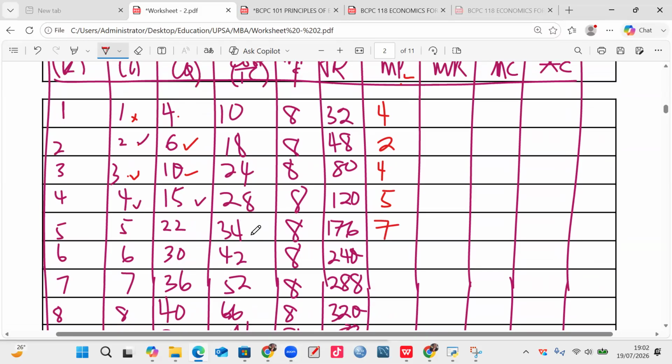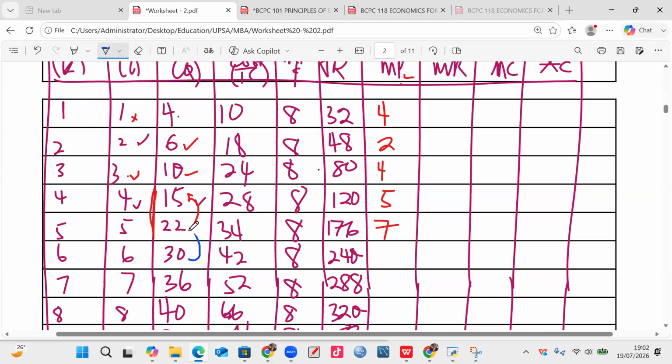This is the current output unit minus the previous, which is 7, over 5 minus 4. 5 minus 4 is what? 1. So 7 over 1 is what? 7. Do we get it? Yes, please. This is 30.